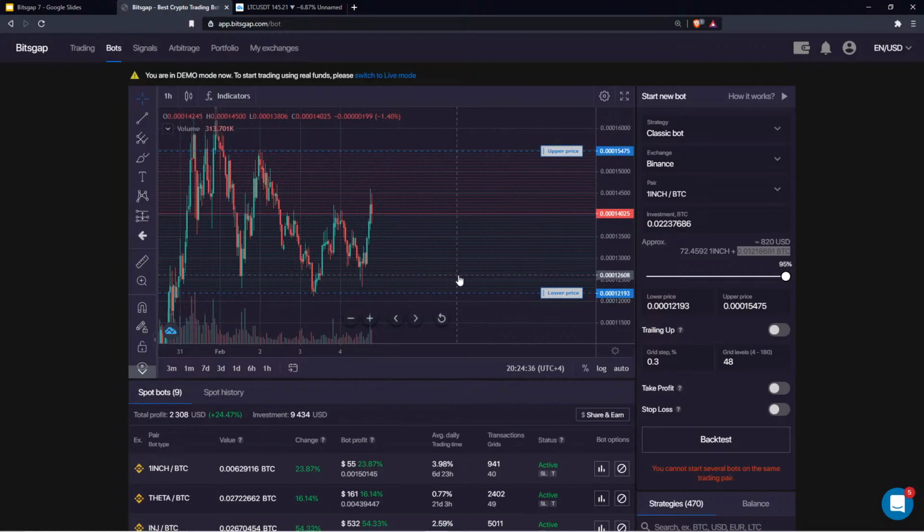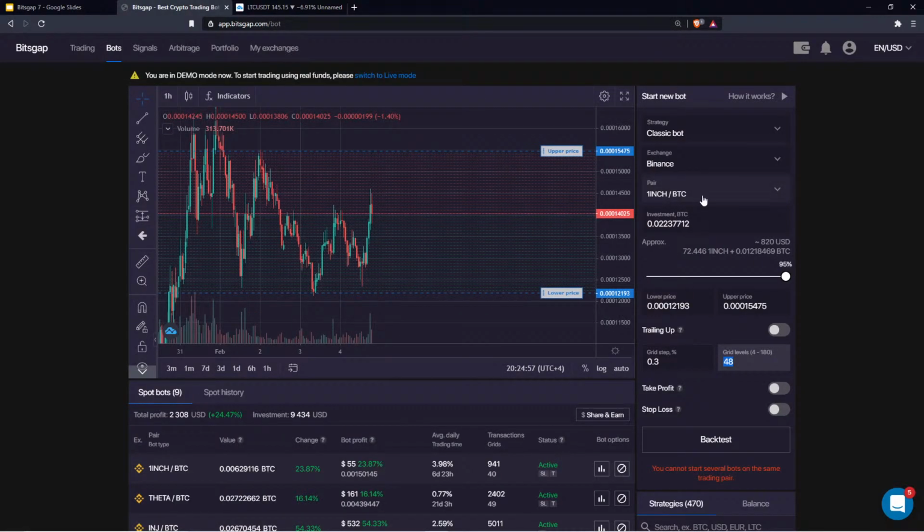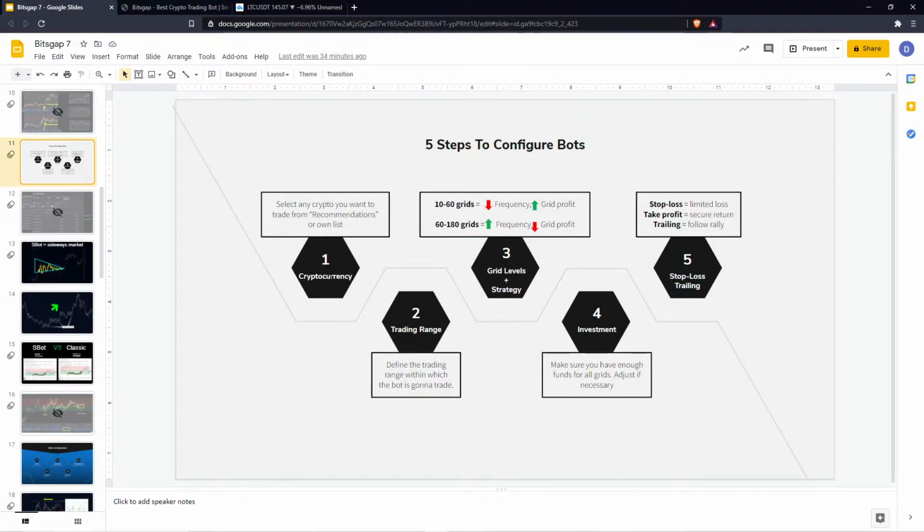So you set the trading range, you set the investment, and let's stick with the 820 USD. Now you want to decide the amount of grid levels that you want to plot. Here you see that's the guideline for you. We've passed the first page, where you select the crypto, which was basically a random one for me, just 1INCH BTC. But let's assume that we decide to trade this coin. Now we've also set the trading range, so all done here.